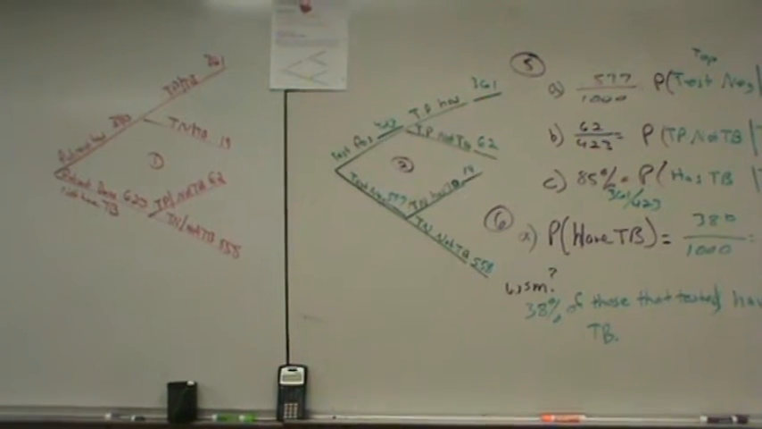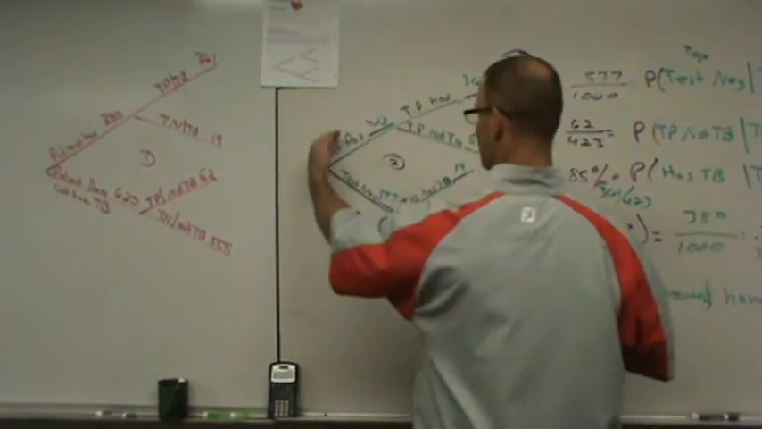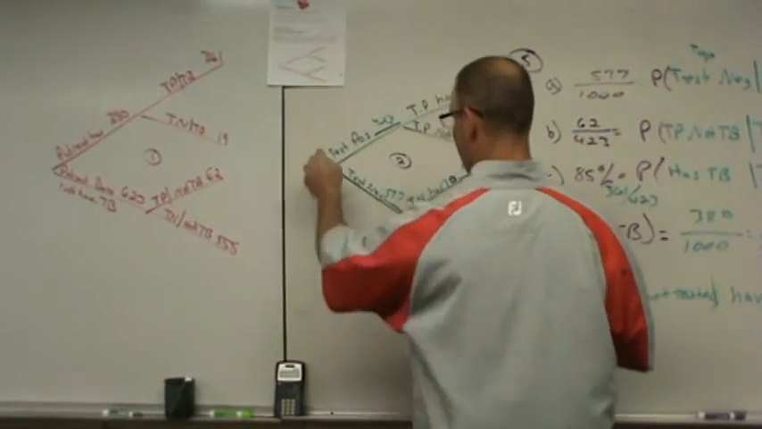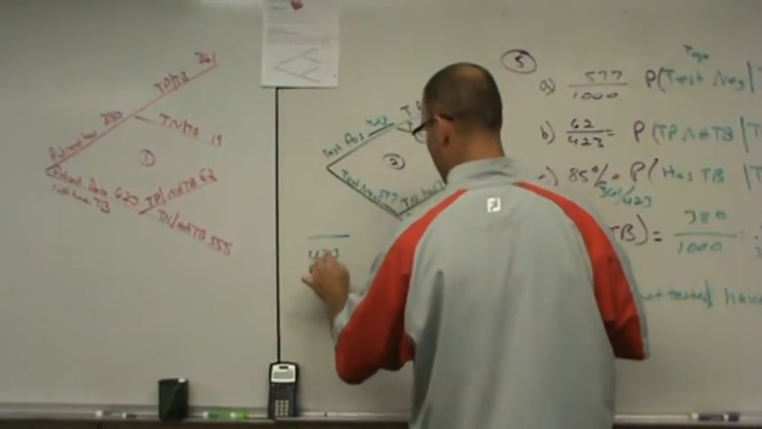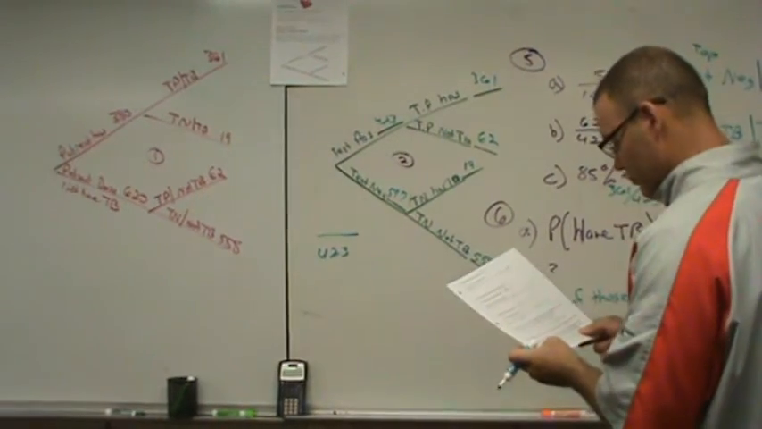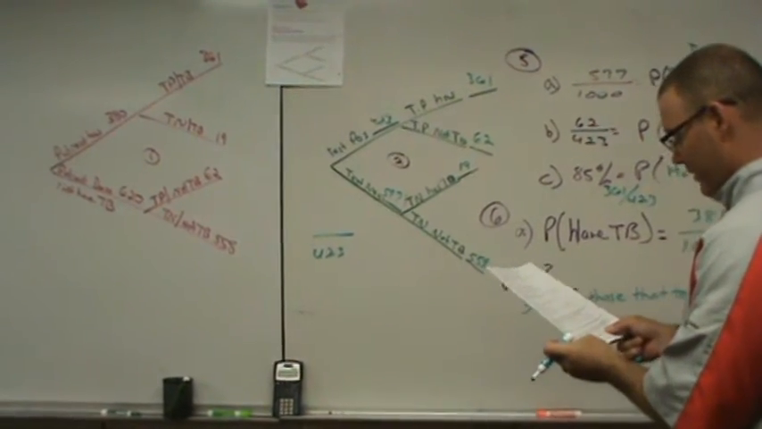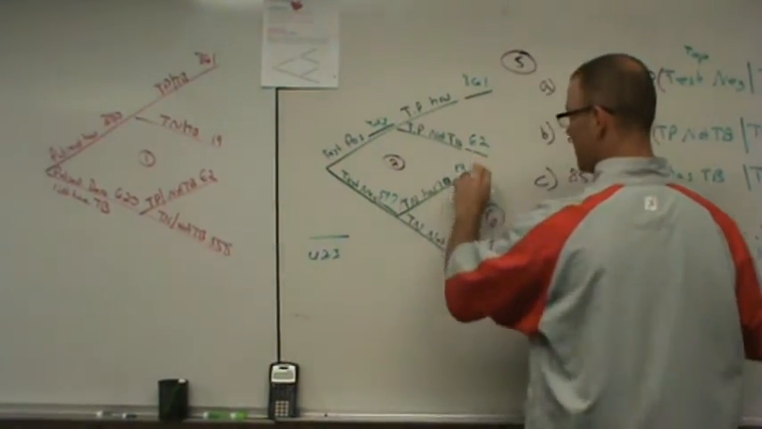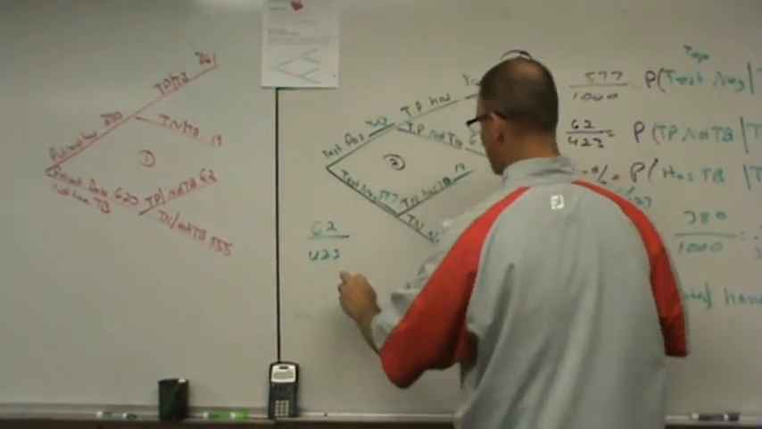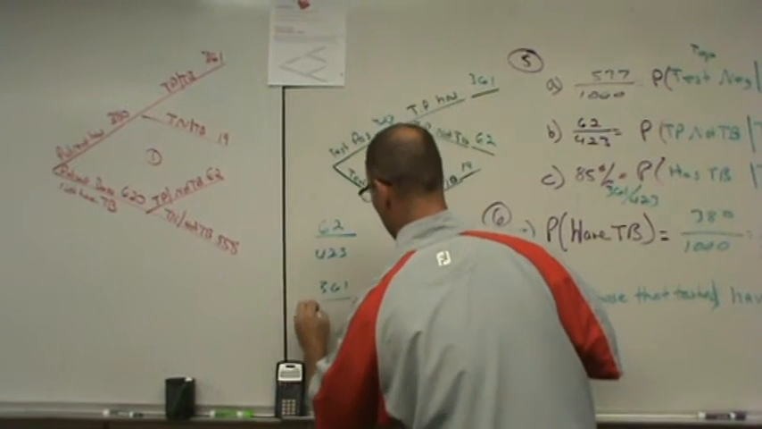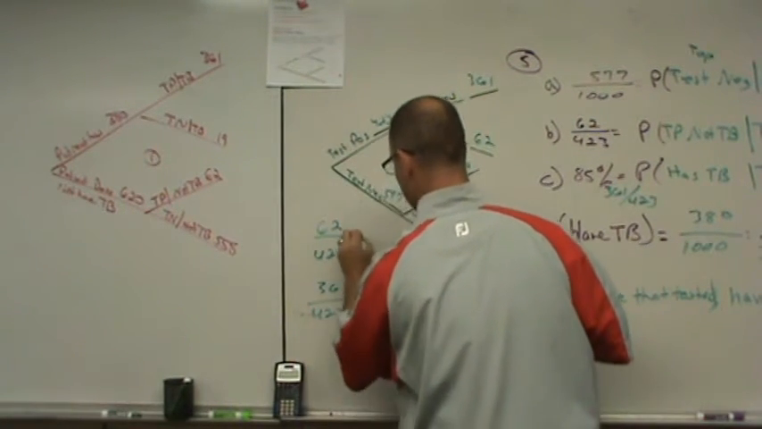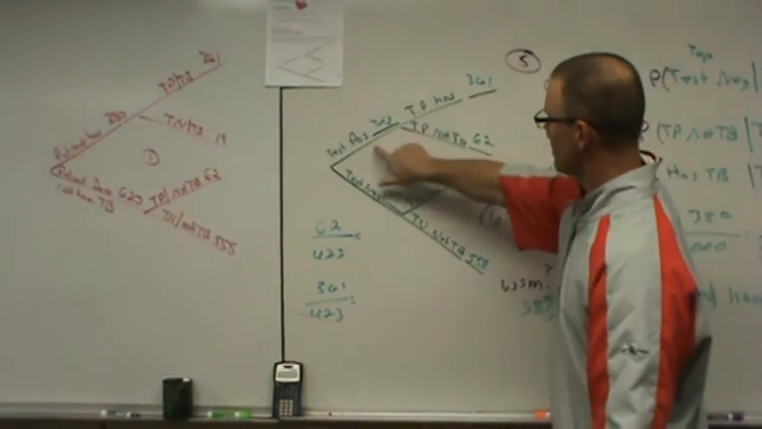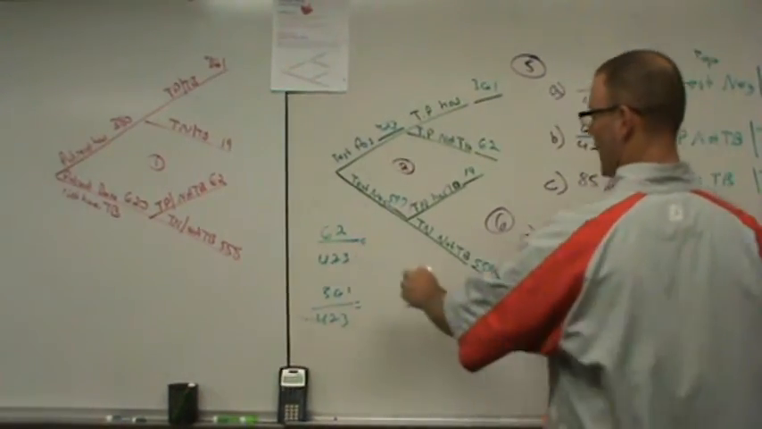Well, this is tree number 2. It says test positive, test negative. If they tested positive, that's 423, and it says, what would you say to a friend regarding the validity? Like, how valid is their test? Well, 62 out of 423 or 361 out of 423. These are 2 ratios that we come up with from either of these branches to the main branch of tree number 2.